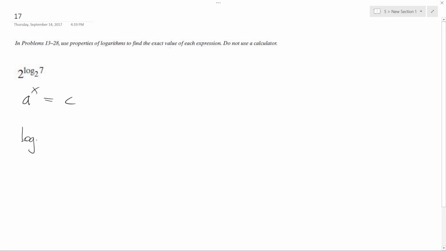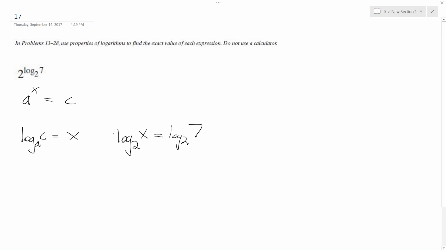log base a of c equals x. So in this case, it would be, I have to think here, log base 2, and then c, there's no c. I'll just put this x is equal to log base 2 of 7.